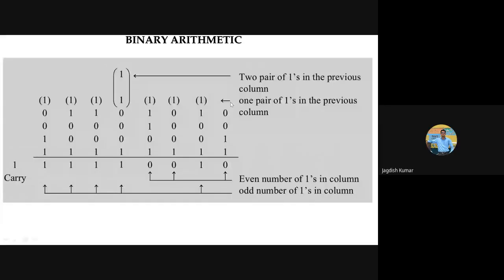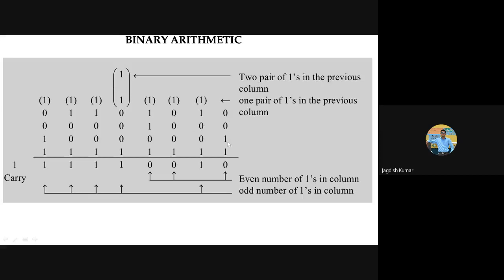Basically, what you have to do is count the number of ones which have to be added. If you have one pair of ones, then the outcome is going to be 0, and there has to be one carry. If the number of ones which have to be added is even, suppose it is 2 here, the output will be 0 always.